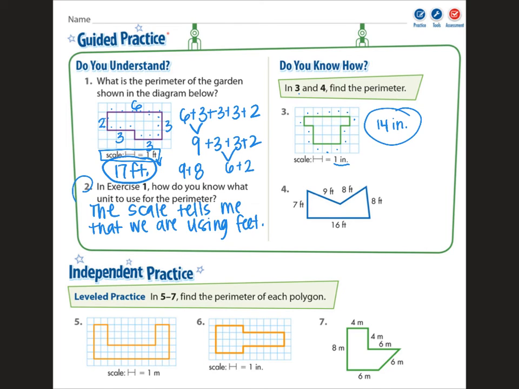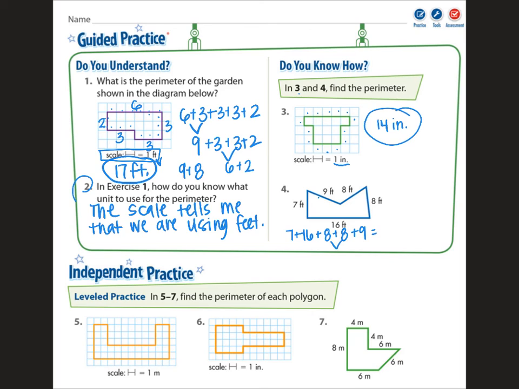Okay, down here, we can't count the units, but we do know the lengths of each of these sides. Okay, 7 plus 16 plus 8 plus 8 and plus 9. Now I know that's a lot of numbers to add up, so go ahead and start. You can start from left to right. You can figure out an easier way for you to add.